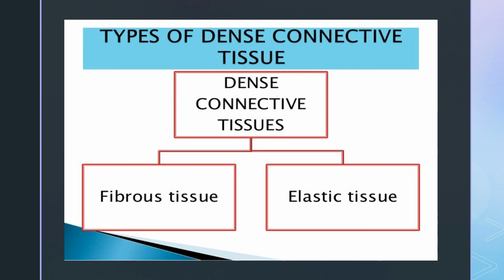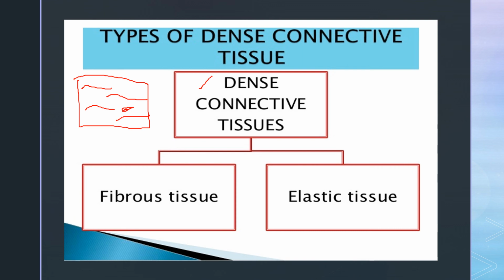Okay, now coming to the next type of connective tissue, that is the dense connective tissue. In the dense connective tissue, there are more fibers and fewer cells. Like if you assume this as the tissue, many fibers are present in this tissue, and few cells are scattered in between these fibers. That type of tissue is called dense connective tissue, and it also has very little ground substance, and depending upon the arrangement and the type of fibers, it is classified into two types, that is the fibrous tissue and elastic tissue.